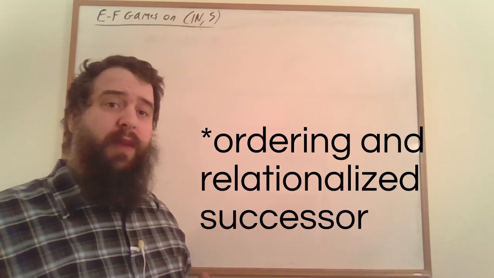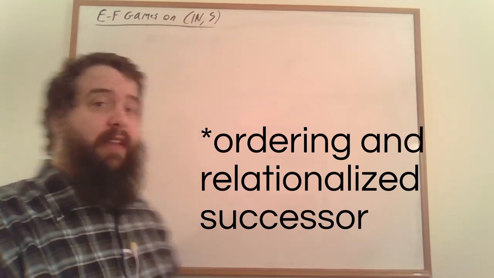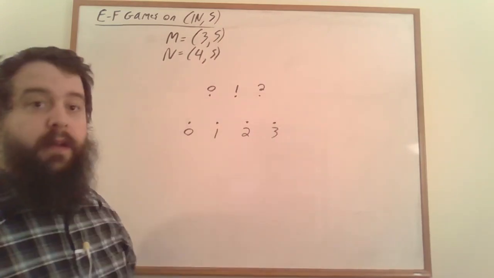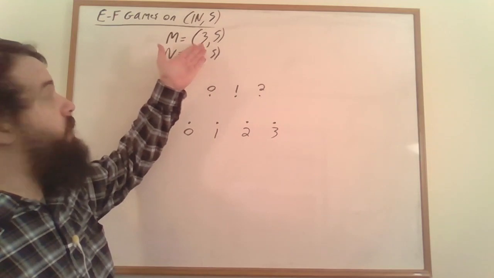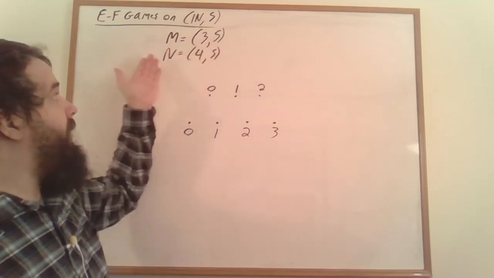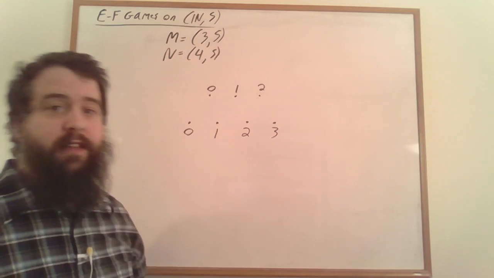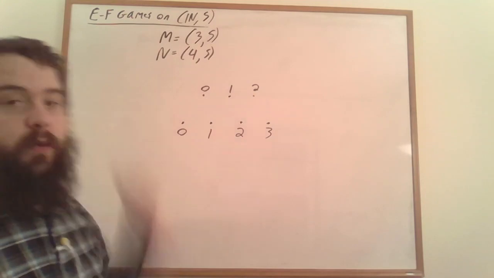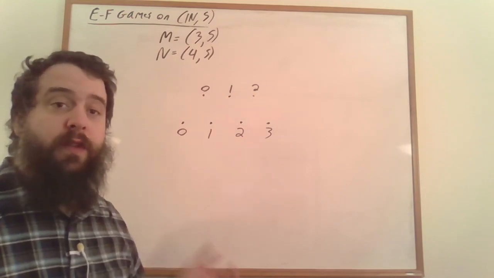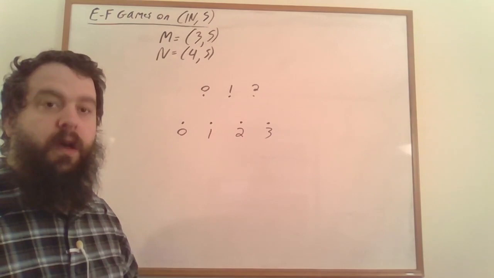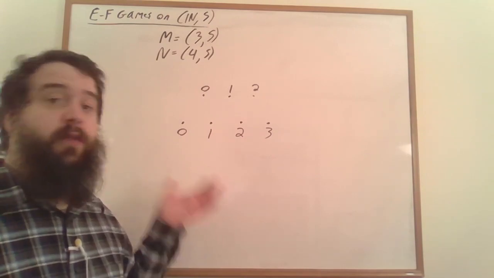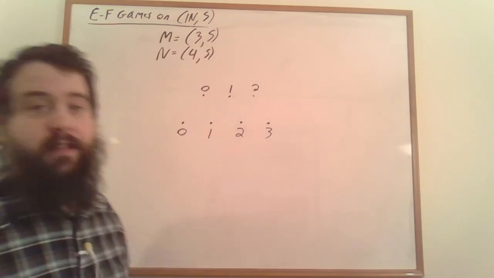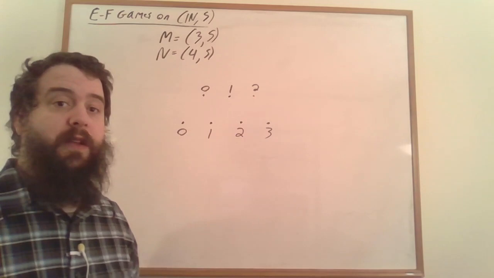It turns out the situation is not quite the same between these two cases. Let's let m be the 3-point relationalized successor structure and n be the 4-point relationalized successor structure. If these were linear orderings, then because 3 and 4 are both greater than or equal to 2 to the n minus 1 for n equals 2, we wouldn't be able to distinguish these two linear orderings in 2 turns. However, as relationalized successor structures, we can distinguish them in 2 turns.